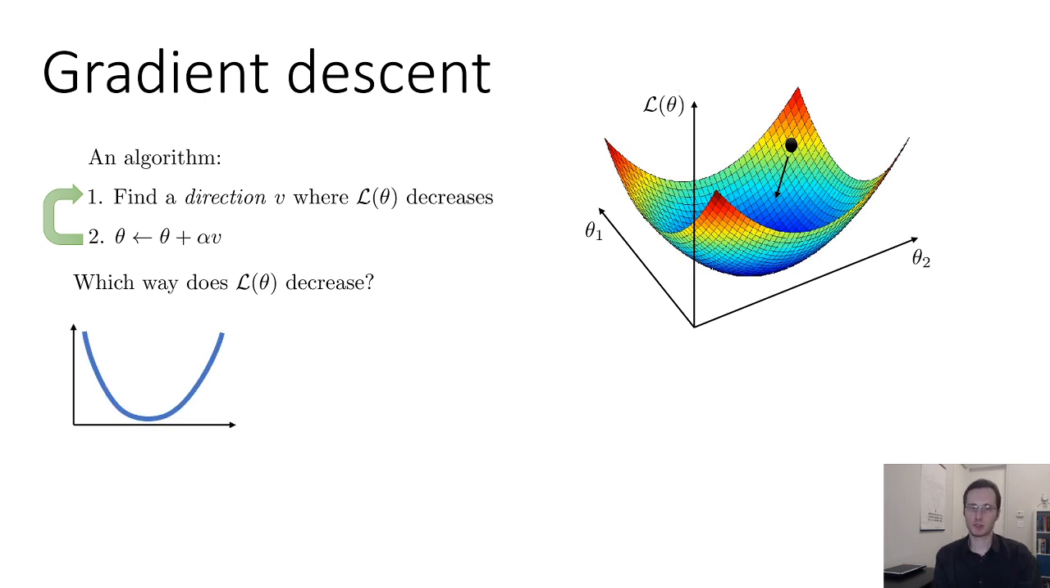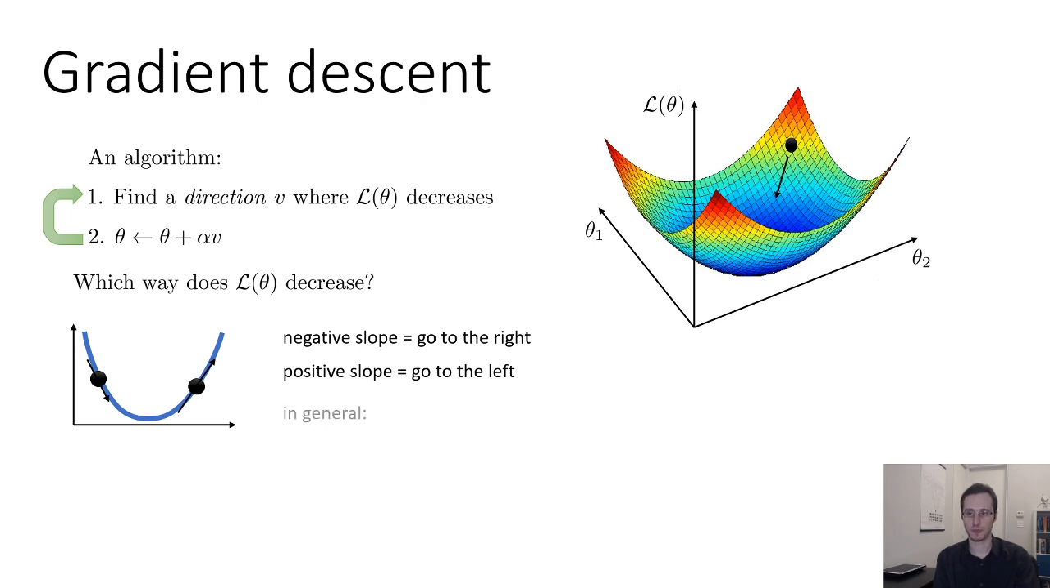It's perhaps easiest to think about this in one dimension. In one dimension, if I'm located over here, the slope of this function will tell me in which direction it decreases. There are only two directions, left and right. If the slope is negative, that means the function decreases to the right. If the slope is positive, that means the function decreases to the left. So just from looking at the slope, I can tell which way to go to decrease the function. And the same intuition applies in higher dimensions.